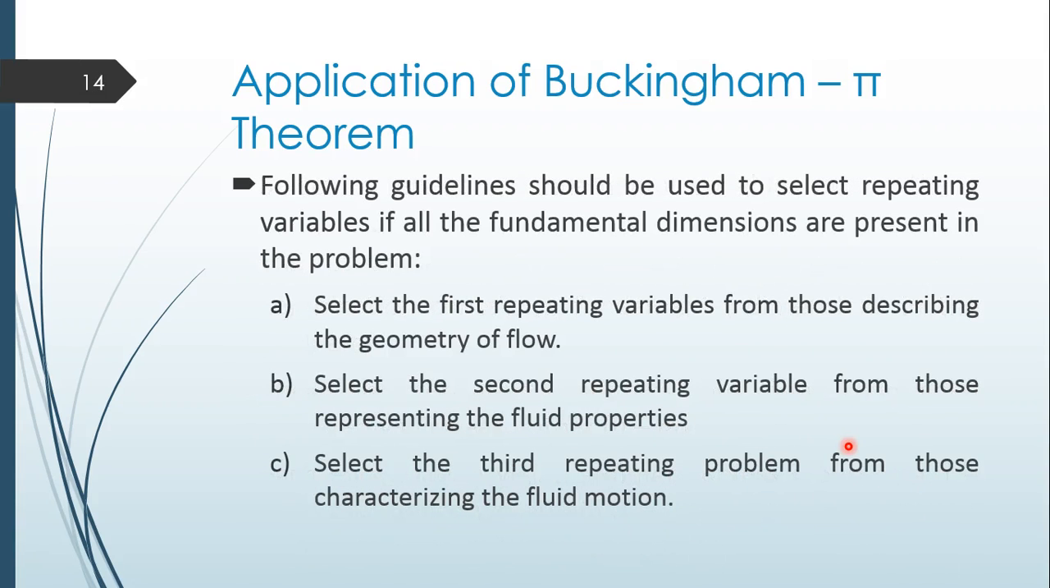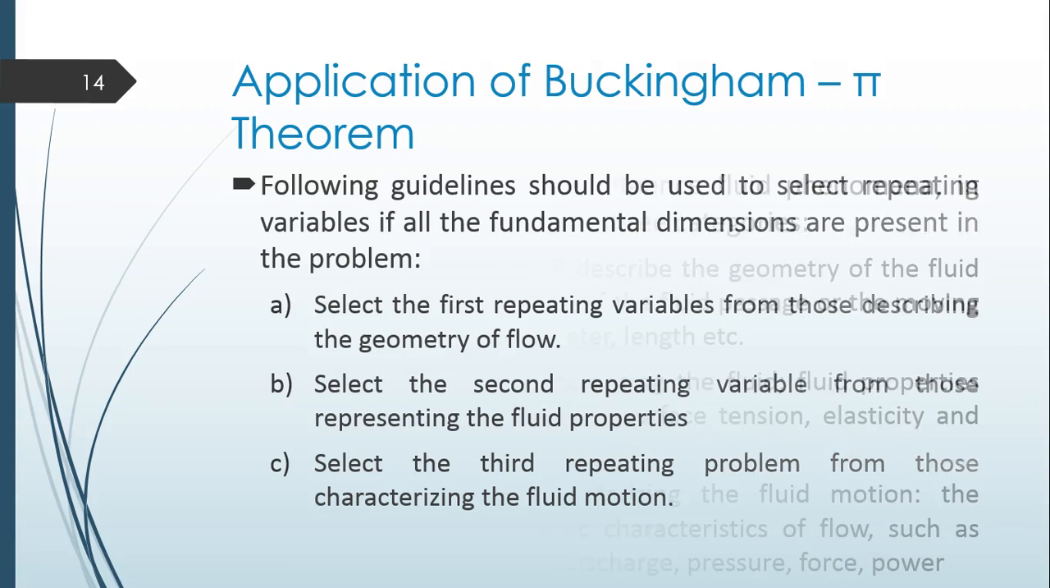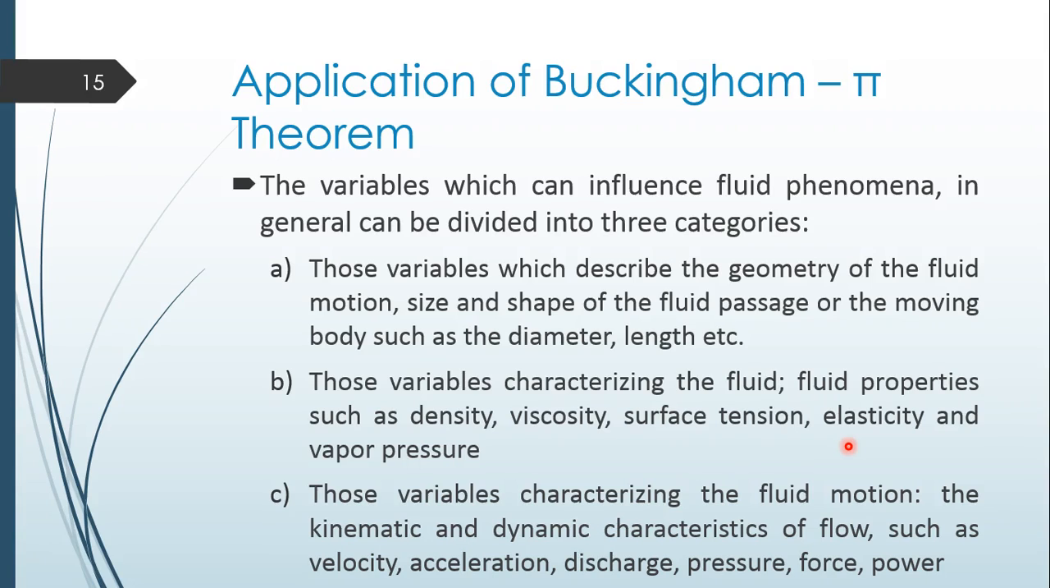Selecting the repeating variables is the tricky part. For the case of fluid flow, the criteria is that the first repeating variable is selected so that it represents the geometry of the flow. The second repeating variable would be something that represents the fluid properties, and the third repeating variable will be the one characterizing the fluid motion. Like in this slide, it has been explained.